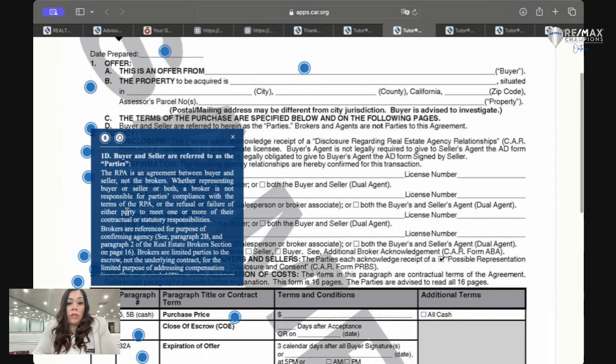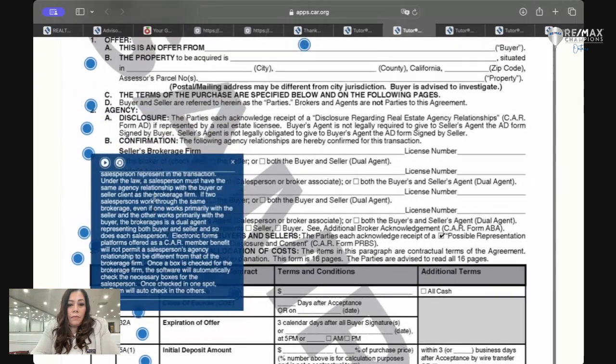1D, buyer and seller are referred to as parties. So the RPA is an agreement between buyer and seller, not brokers. So whether representing a buyer or a seller or both, a broker is not responsible for the parties' compliance with the terms of the RPA, or the refusal or failure of either party to meet one or more of their contractual obligations. So the brokers are referred to for the purpose of confirming agency. Okay, so just so you guys know that.